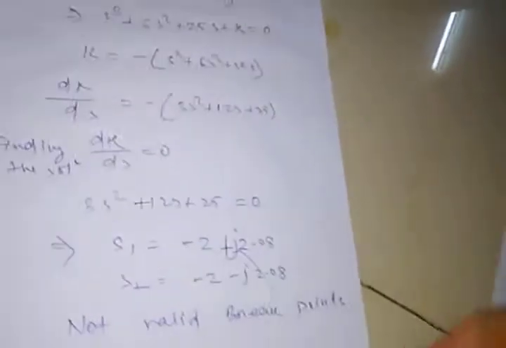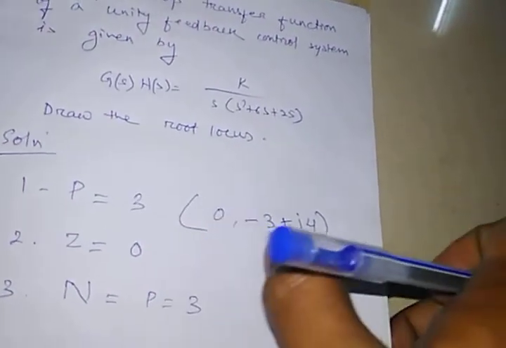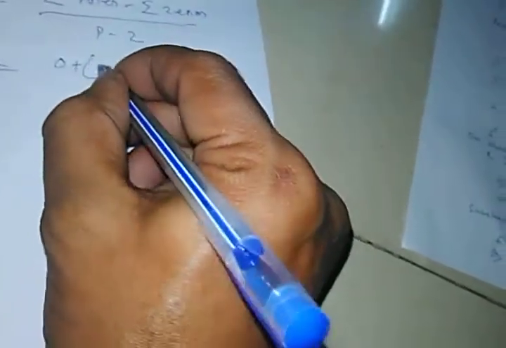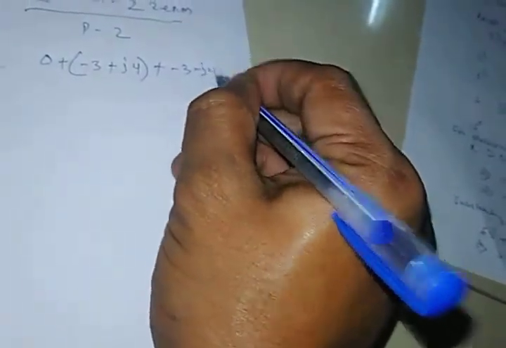Then we will go to the next point, point number 6, the centroid. For the centroid, the formula is summation of poles minus summation of zeros, divided by P minus Z. The poles are the only ones present, no zeros: 0, minus 3 plus j4, and minus 3 minus j4. So I will write 0 plus, in brackets, minus 3 plus j4 plus minus 3 minus j4. Since no zeros are there, I omit the second part.